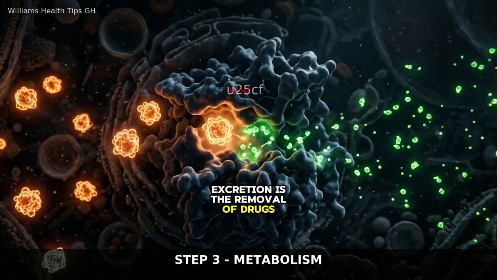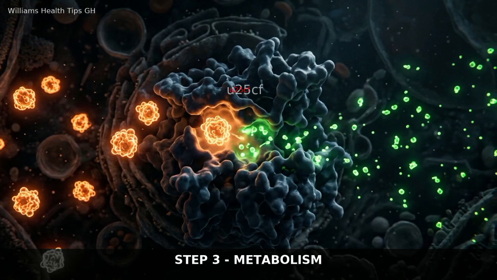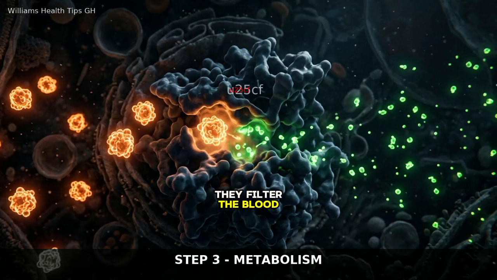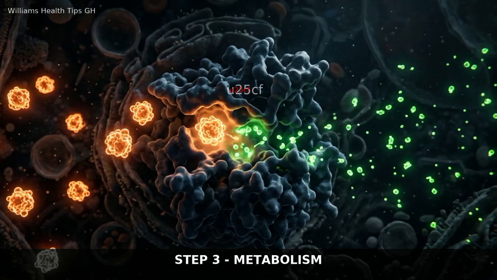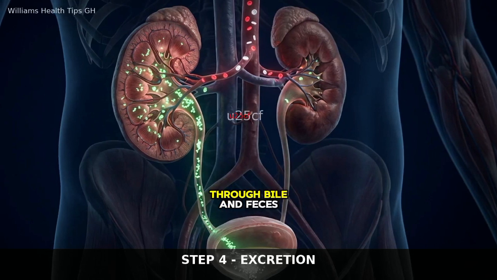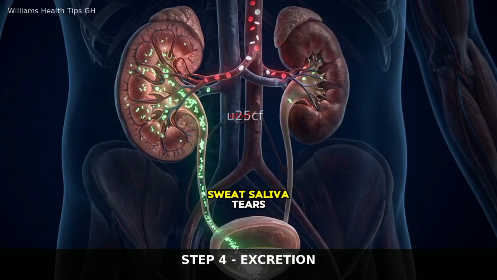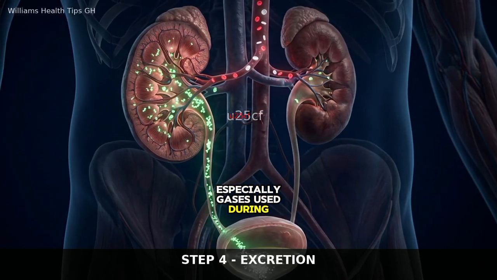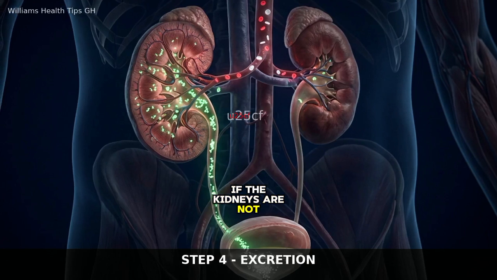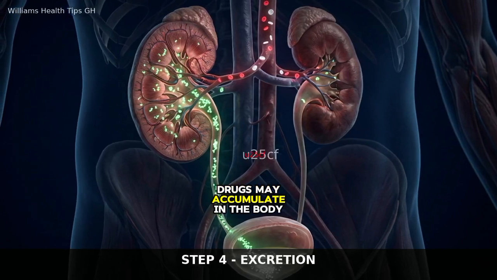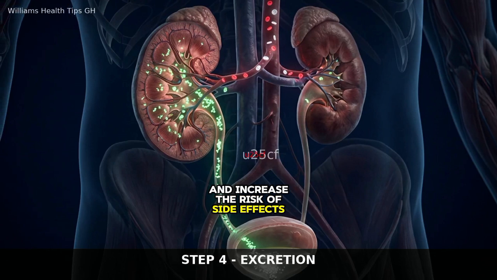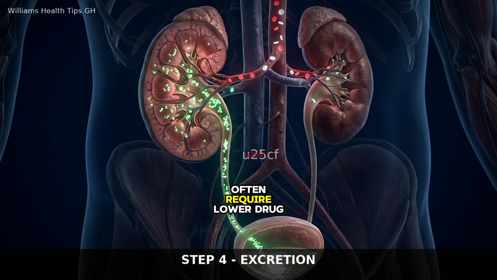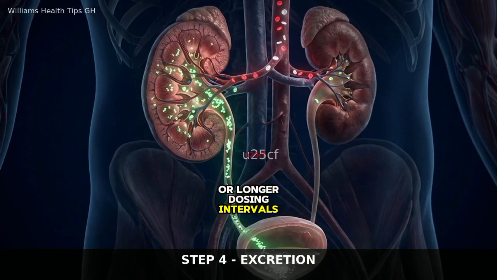Excretion is the removal of drugs and their metabolites from the body. The kidneys are the primary organs responsible for excretion. They filter the blood and remove waste products into the urine. However, drugs can also leave the body through bile and feces, sweat, saliva, tears, breast milk, and exhaled air, especially gases used during anesthesia. If the kidneys are not functioning properly, drugs may accumulate in the body and increase the risk of side effects or toxicity. For this reason, people with kidney disease often require lower drug doses or longer dosing intervals.